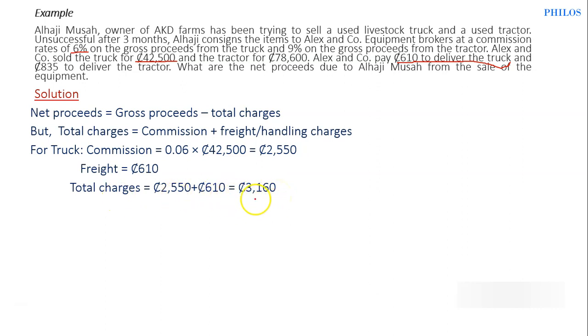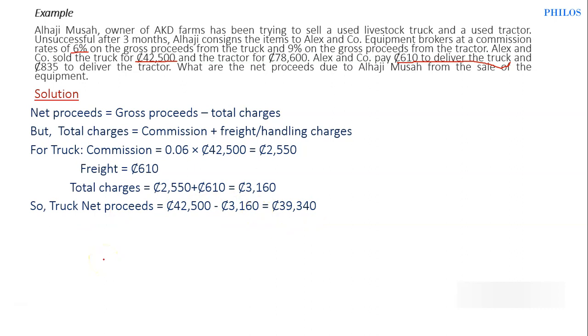So after getting the total charges, then we can now find the net proceeds of the truck. So the net proceeds of the truck should be the amount you sold the truck, which is the 42,500, minus the total charges, which is 3,160. And that will give you 39,340 cedis. Okay, so this is the net proceeds from the truck.